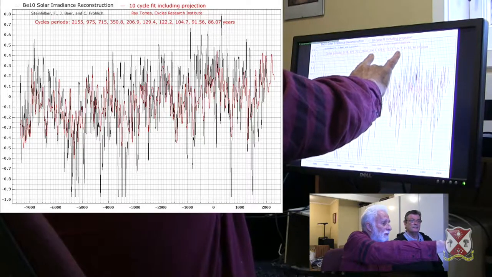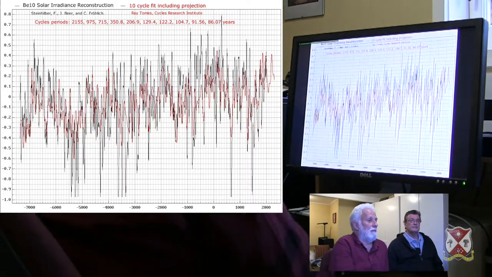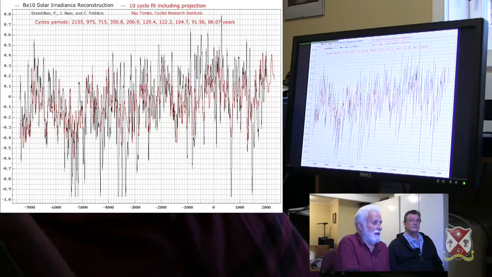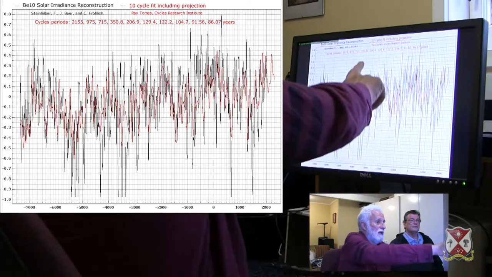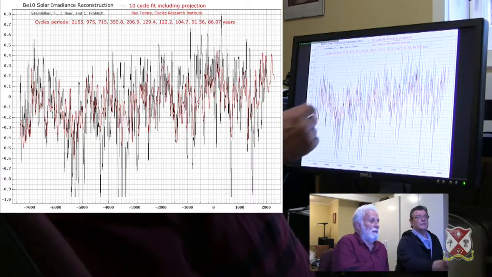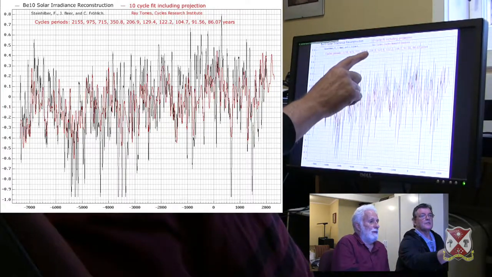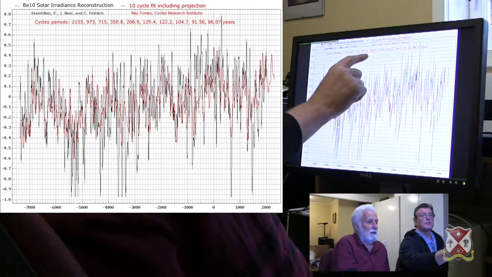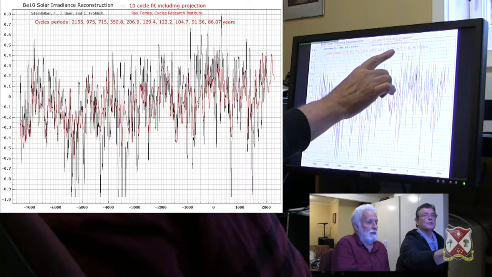I don't know if I've mentioned, but Chizevsky came up with a 355-year cycle, and that's quite close to that. Considering the length of the period, that's probably quite acceptable. So when you mentioned the 208 cycle, you got a 206.9 here. When you mentioned the 104 cycle, you've got a 104.7 here.